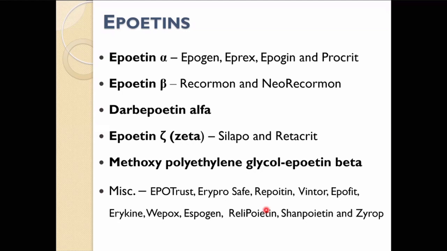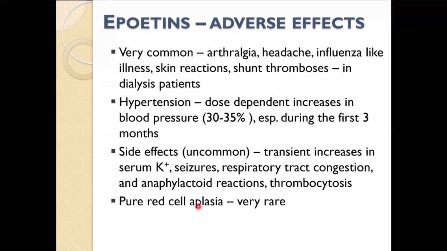So epoetins, there are different preparations. We have this epoetin alpha. What's given on the other side are these few trade names. You have epoetin alpha, epoetin beta, darbepoetin alpha, you have epoetin zeta. And there are different formulations of epoetin. Again, how would you select what to give? Depends on the availability, cost, and what's more feasible.